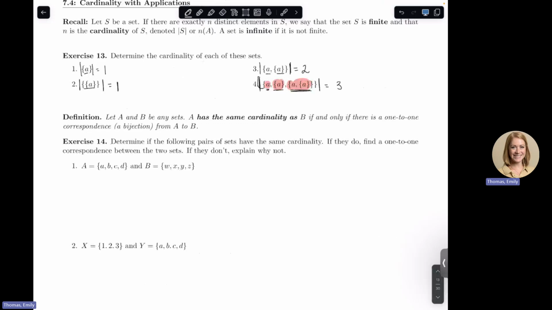A bubble diagram. Well, I'm not going to draw bubbles because we've seen what they look like today. But this is A, B, C, and D. I want to map to W, X, Y, and Z in a way that is both one-to-one and onto. So I'm just going to go like this. You could be more creative if you wished. But the cardinality of A is equal to 4, and that is the cardinality of B. So there is a bijection between the two sets.